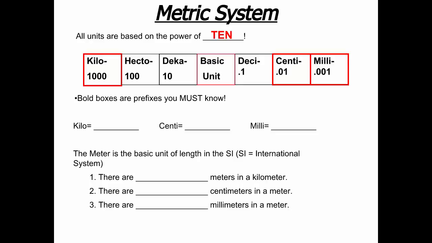Okay? So the metric system uses base units depending on what you're measuring. For example, what is the base unit of length in the metric system? Meter. How about mass? Grams. Volume? Liters. Okay. So those base units are then modified to form the other units by adding prefixes.